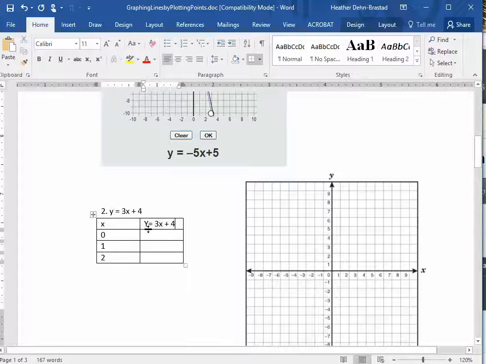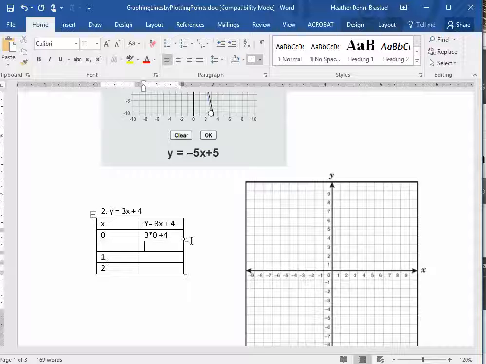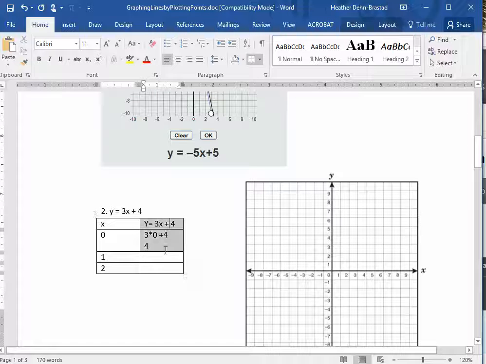So over here, I'm going to replace the x with what I let x equal. So the first one will be 0. So that would be 3 times 0 plus 4. And now I have to simplify that. Well, 3 times 0 is 0. 0 plus 4 is 4. So my first point, let me add a row here.